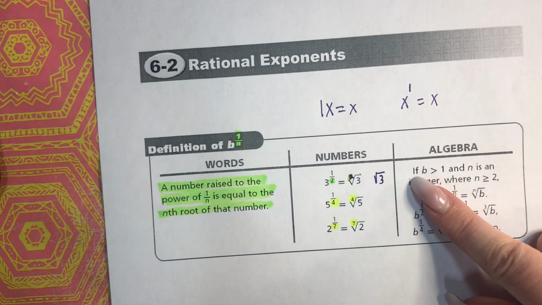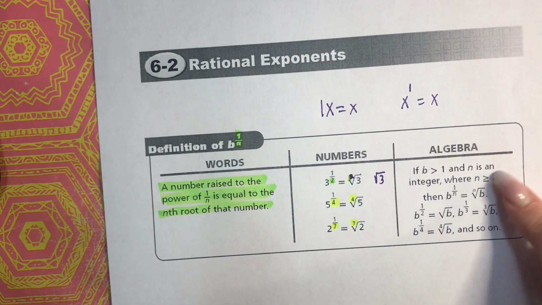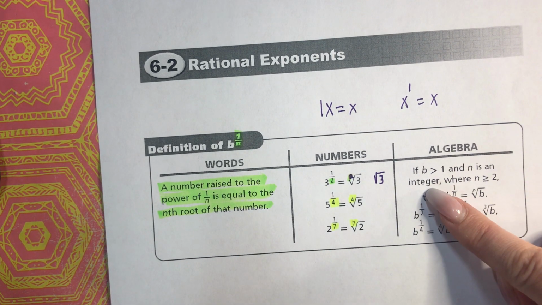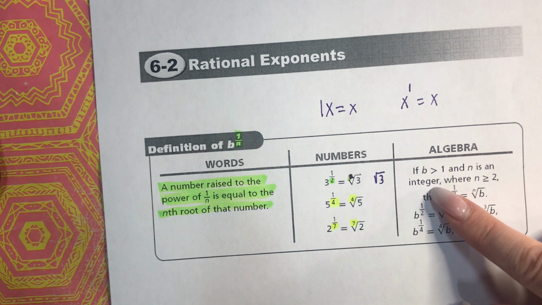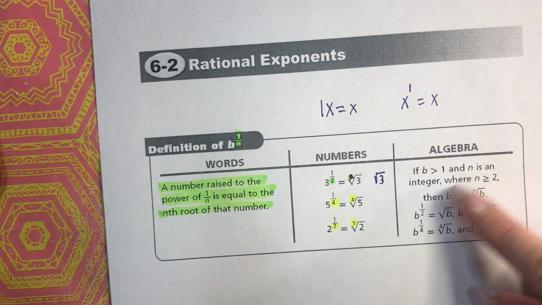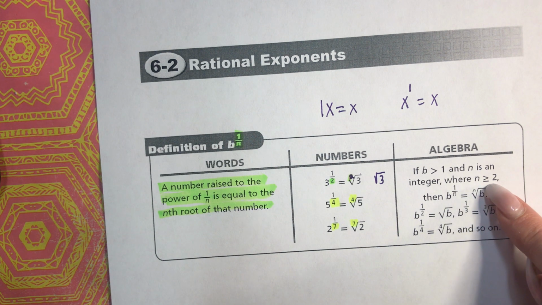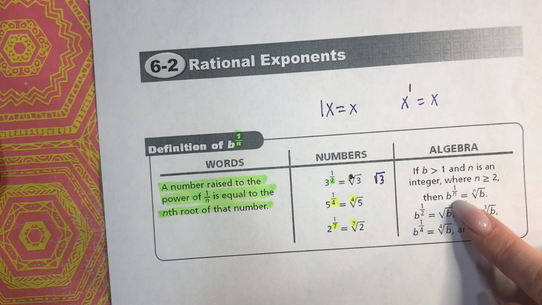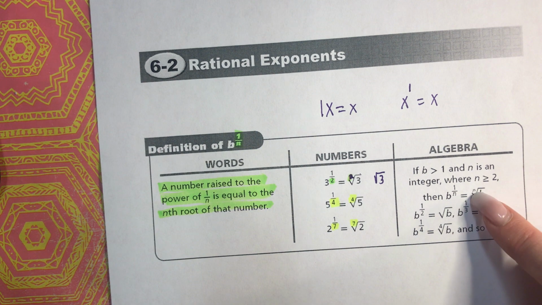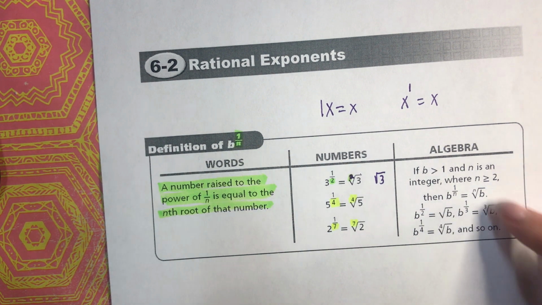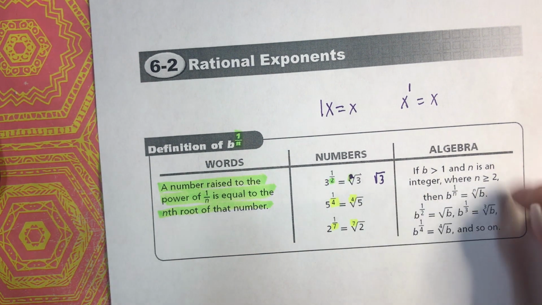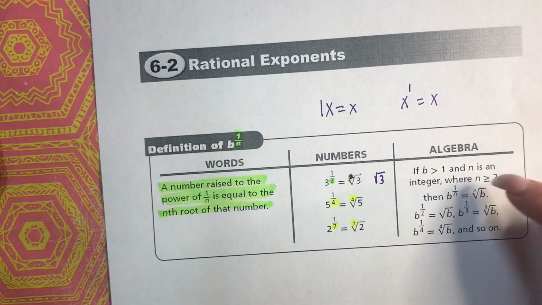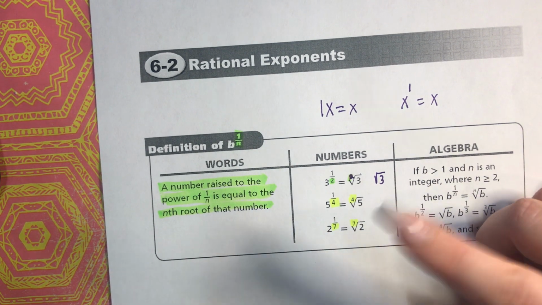Here's just a little bit. It says if b is greater than 1 and n is an integer, remember n being an integer is like whole numbers that are positive and negative, like -3, -2, -1, 0, 1, 2, 3, etc. Those are all integers. So if b is greater than 1 and n is an integer where n is greater than or equal to 2, then b to the 1 over n equals the nth root of b. Yeah, we just kind of talked about that right here. This is just saying it in algebraic terms, but I think you guys understand this.